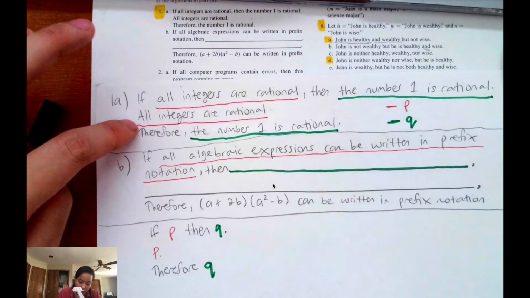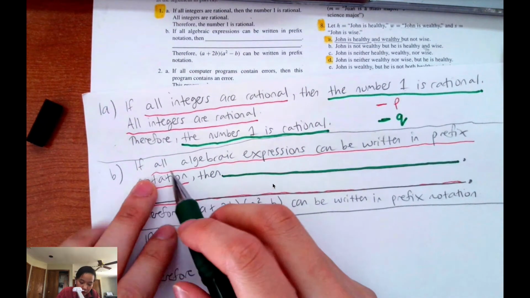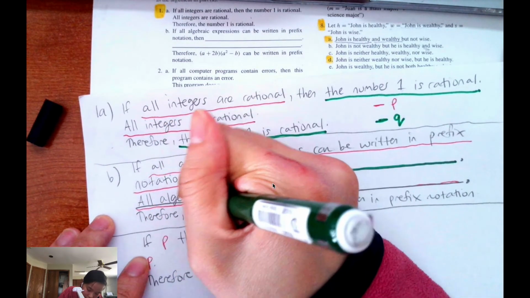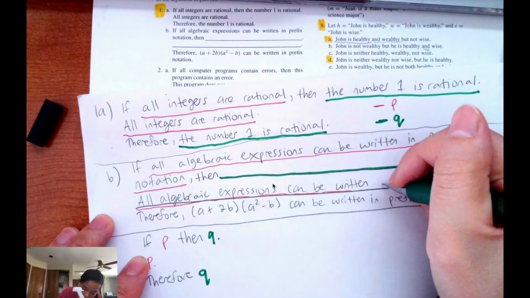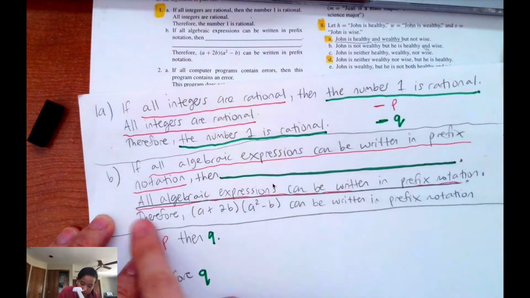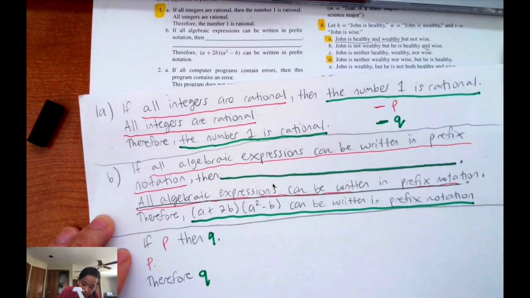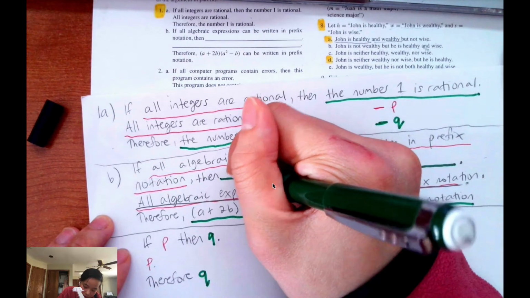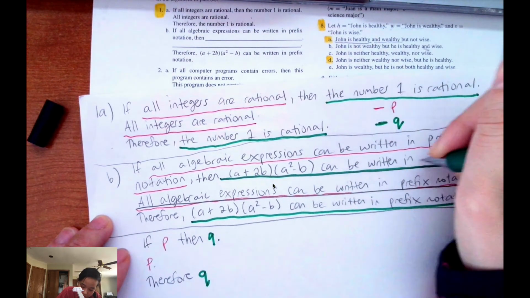And then the second sentence is P. So this right here is going to be in red. And we already know what P is. P is all algebraic expressions can be written in prefix notation. So we can just rewrite that as the second line. All algebraic expressions can be written in prefix notation. And then the last sentence after the word therefore is Q. So this whole part right here is Q, and we need Q up here. So we can just write this part right here, and then A plus 2B times A squared minus B can be written in prefix notation.